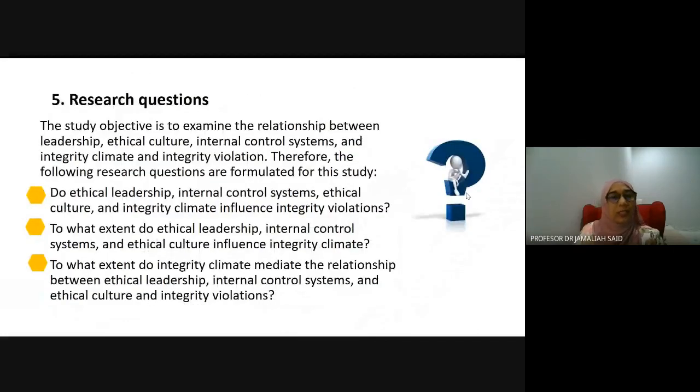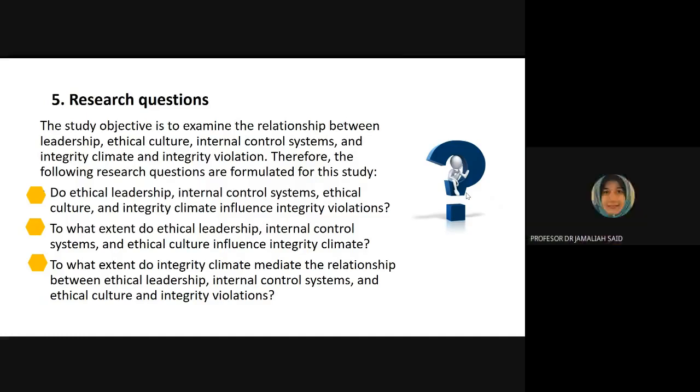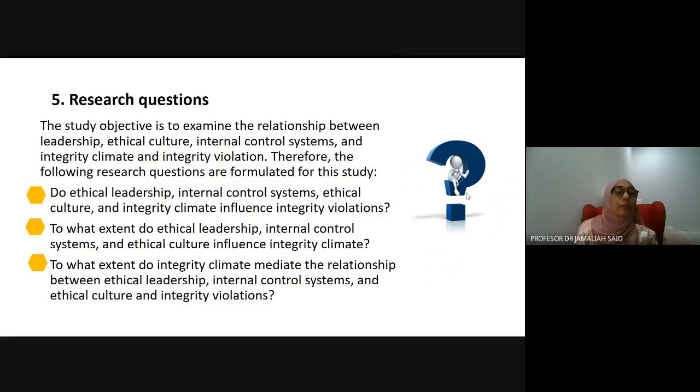Next, research question. After your research objective, you have the research question. Normally, the research question is like a repetition of what you have written in the research objective, but you put a question mark at the end of the sentence. For example, from the research objective just now, the research question is: do ethical leadership, internal control system, and ethical culture influence integrity violation? This is quite a common way of writing a research question. I know it's a bit of repetition.